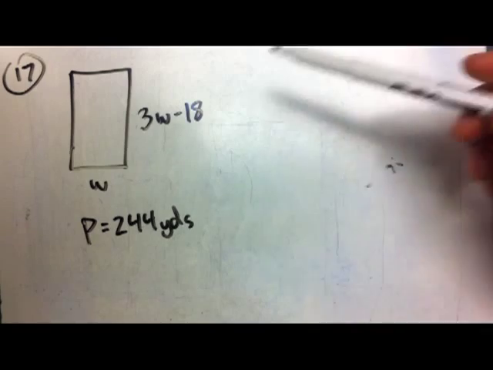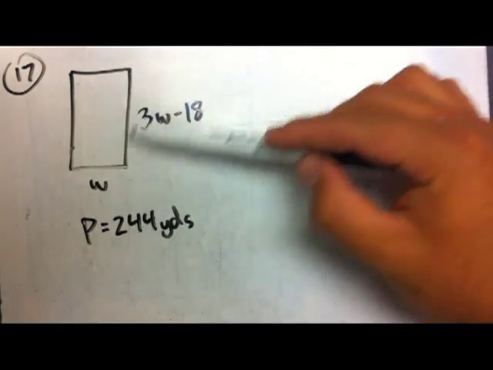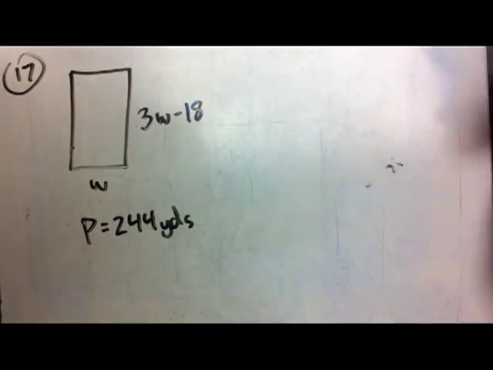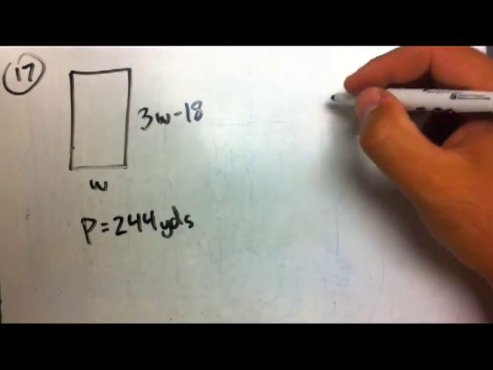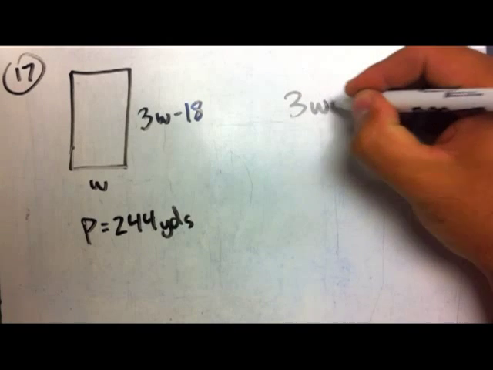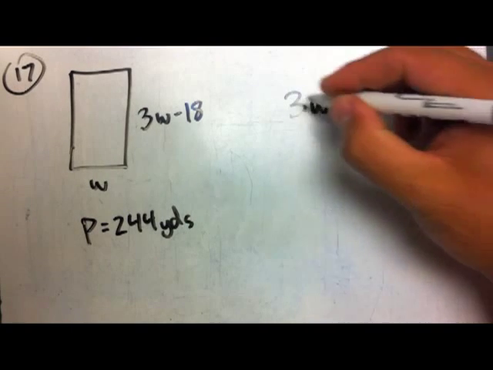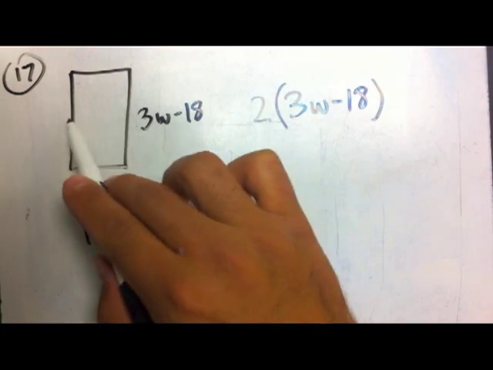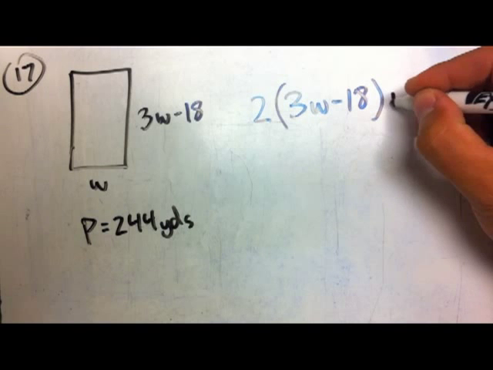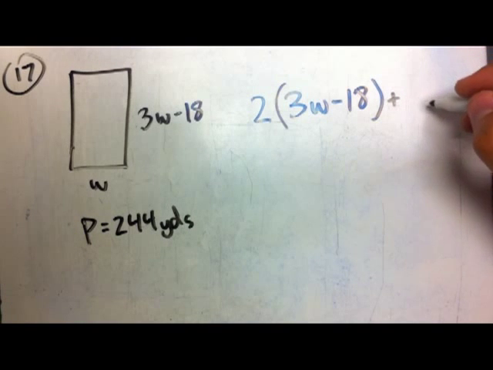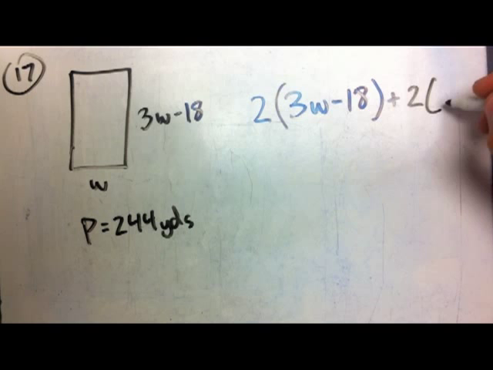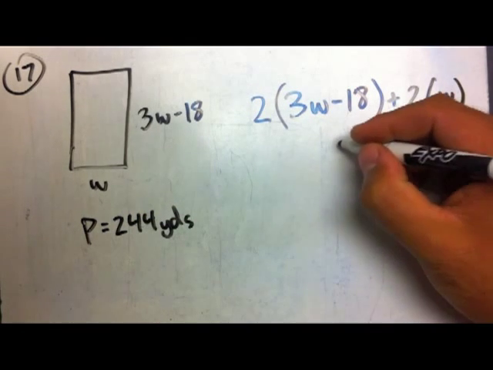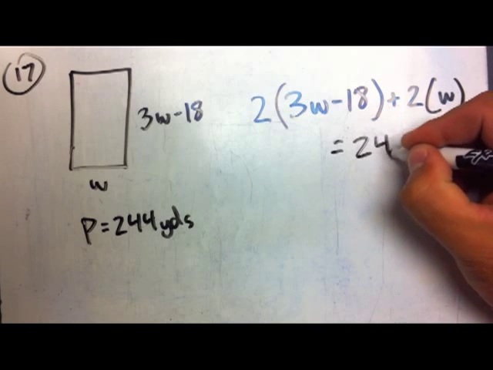Now, the important thing to remember here is that in this shape, the perimeter has 2 widths and 2 lengths. So essentially, we want to start off by writing the length, which is 3W minus 18. We're going to put that in parentheses because we're going to represent that there's 2 of them, because there's the one on the right and the one on the left. And we're going to go ahead and add the width, which there is also 2 widths, and the width is just W, which you can see down here. That is going to equal 244 yards.